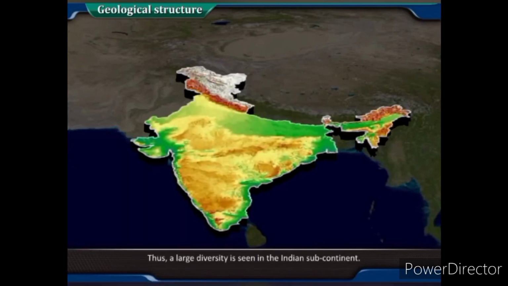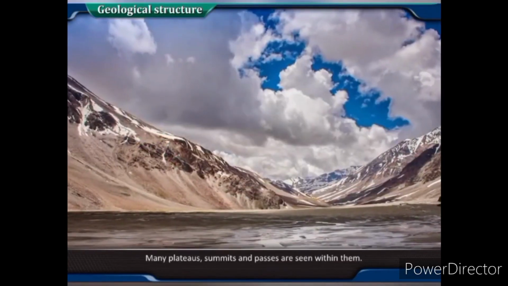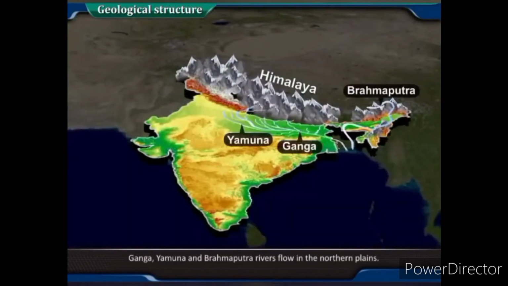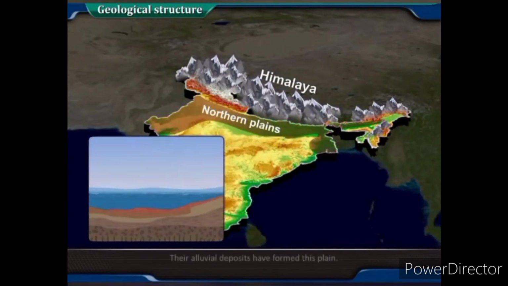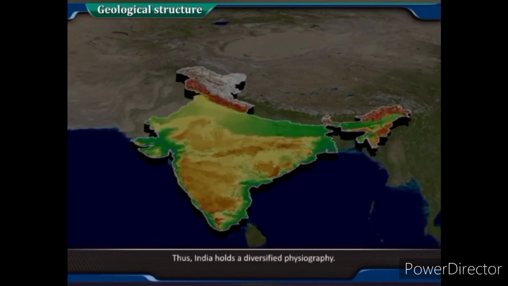Thus, a large diversity is seen in the Indian subcontinent. Lofty mountain ranges are seen in the north. Many plateaus, summits and passes are seen within them. Ganga, Yamuna and Brahmaputra rivers flow in the northern plains. Their alluvial deposits have formed this plain. Two edges in the form of ghats on two sides of the plateau and coastal plains on the eastern and western margins are situated. Thus, India holds a diversified physiography.